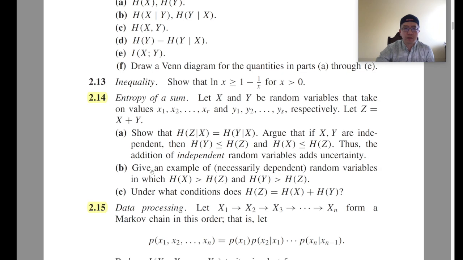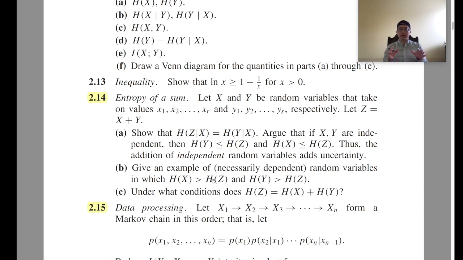For the second part, give an example of necessarily dependent random variables in which H(X) is bigger than H(Z) and H(Y) is bigger than H(Z). When they are independent, we know this is the direction of the inequality. But if they're not independent, then we may have the opposite. Usually, if we add independent random variables, the addition of two will equal the third one, right?